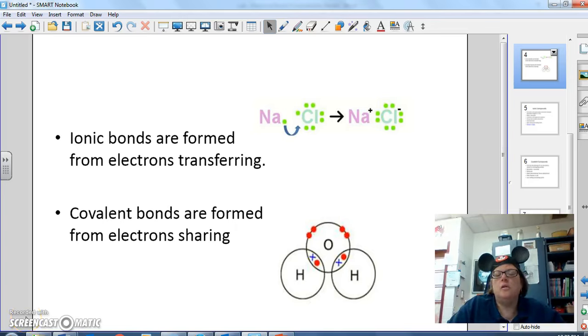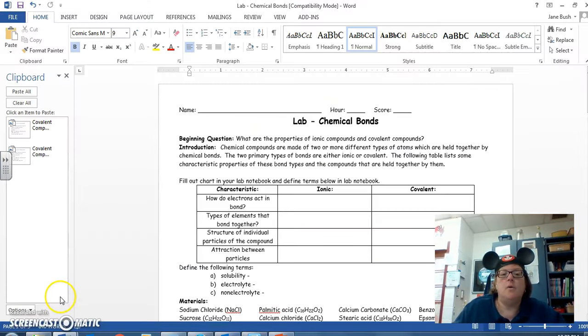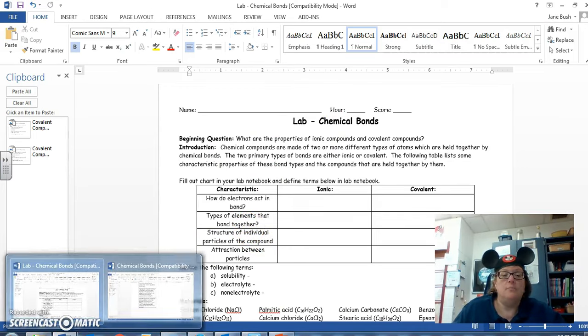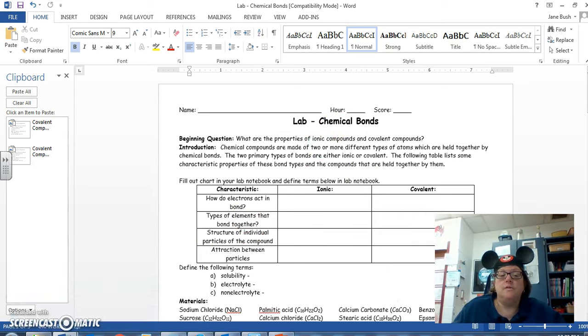Hello, in preparation for our lab coming on Wednesday and Thursday, October 21st and 22nd, on chemical bonds, we're going to review a little bit about chemical bonds. This information you can use and put into the top part of the lab on chemical bonds that you've either downloaded online or been given in class on Monday morning.